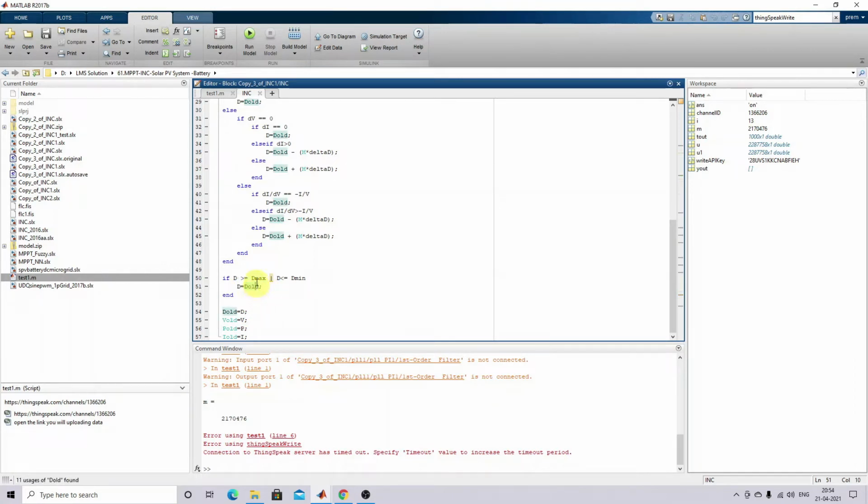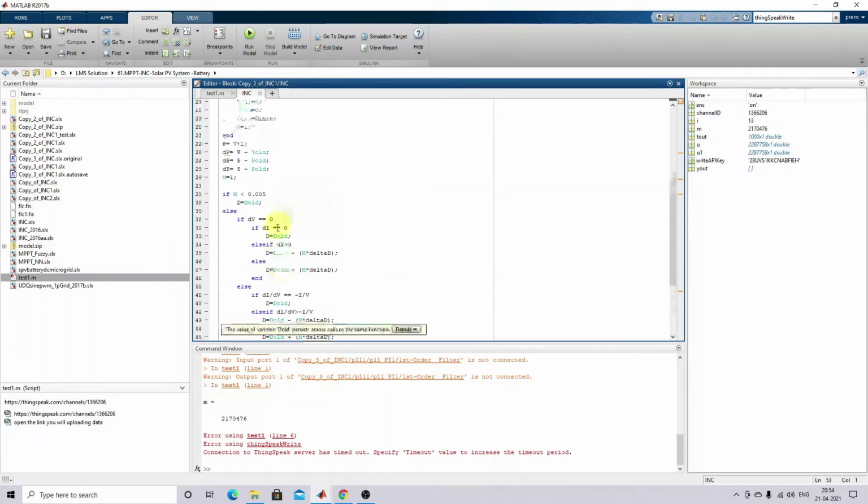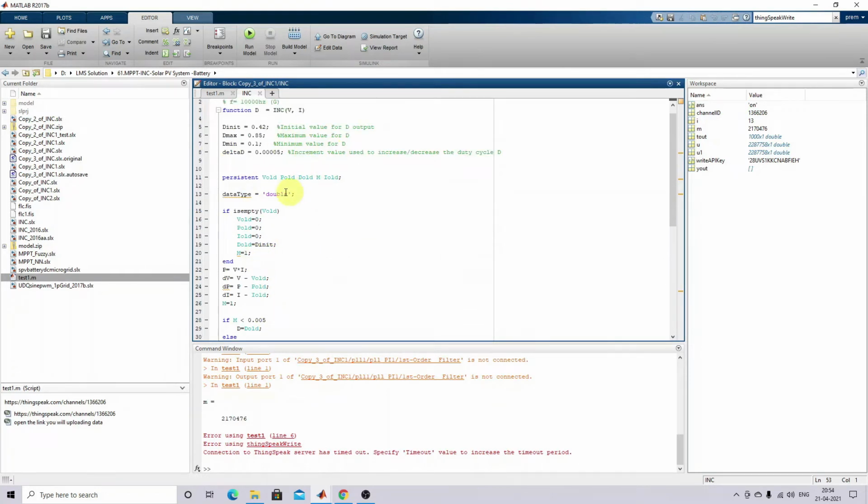If the value is not in between these two values, then you have to take the current duty cycle as the previous instant duty cycle. After that, you have to replace the d volt, v volt, p volt and I volt with the current instant values. This process will be repeated for n number of samples. So this is the process of incremental conductance MPPT.